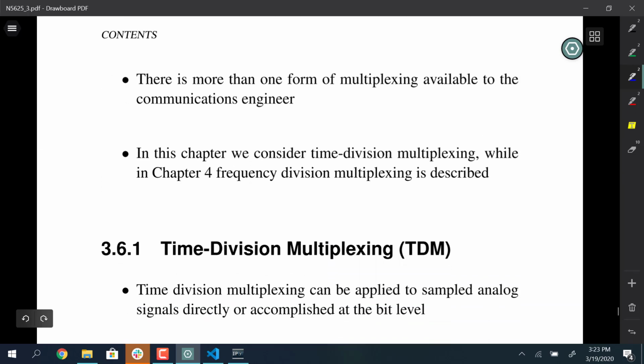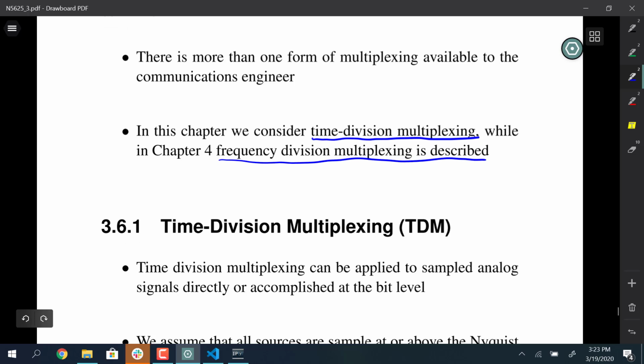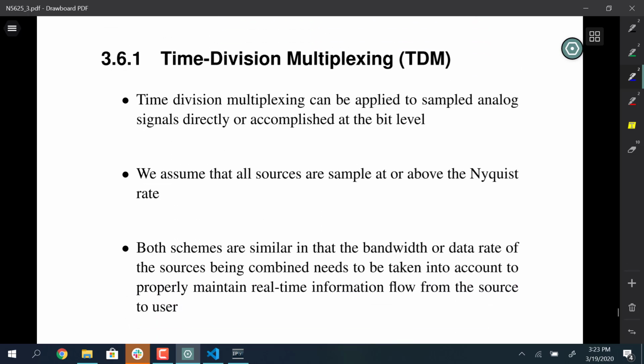There's multiple forms of multiplexing. We'll be looking here at time division multiplexing, and then frequency division multiplexing gets discussed a little bit in Chapter 4. So time division multiplexing, like I said, could be applied directly to an analog signal or can be accomplished at the bit level. My main interest is having it be accomplished at the bit level.